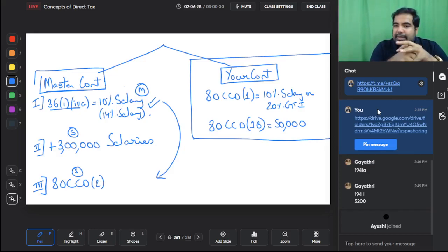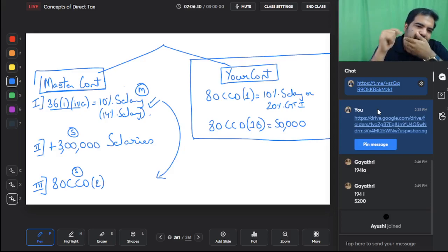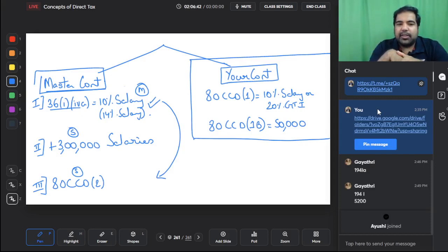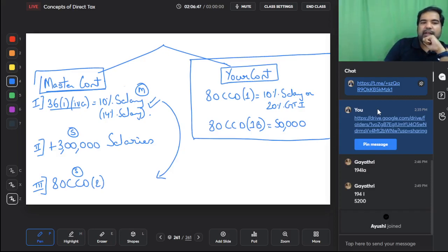Your contribution: 80 CCD1, 80 CCD1B. Master's contribution, 3 impacts. 1, PGPP, he will get a deduction of 10% or 14%. 2, whatever he contributes, not the deduction, whatever he contributes will be added to your salary, and you can minus it under 80 CCD2 in that case. So these are the 3 implications of master's contribution.